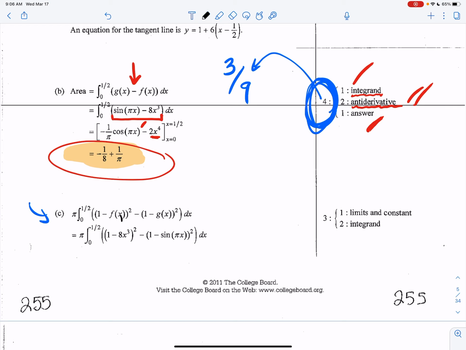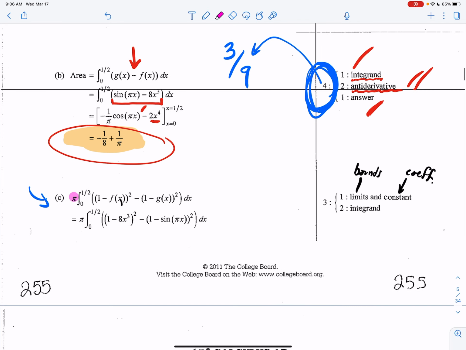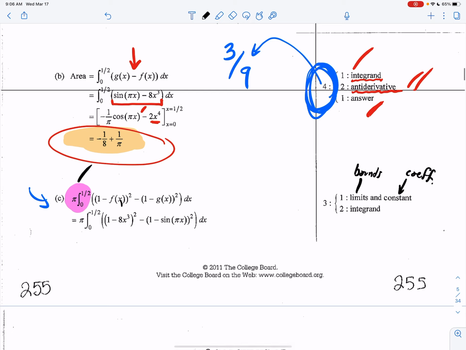Okay, take a look at the point system. The limits and the constant. Remember, the limits are the bounds. The constant is that coefficient in the front, that pi. So if you got this, they gave you 1 point. Okay? If you got the integrand, everything on the inside, they give you 2 points there. Again, very easy to do with practice.